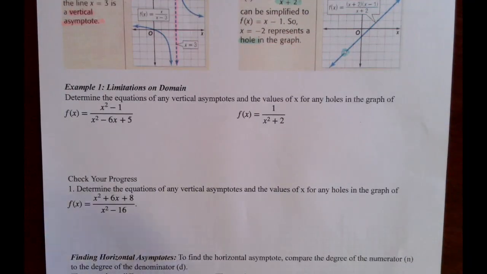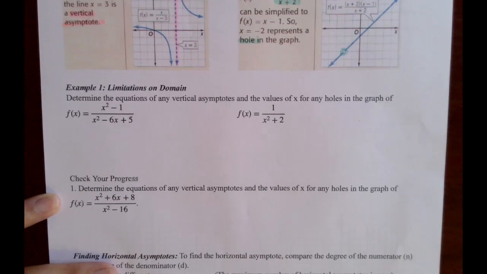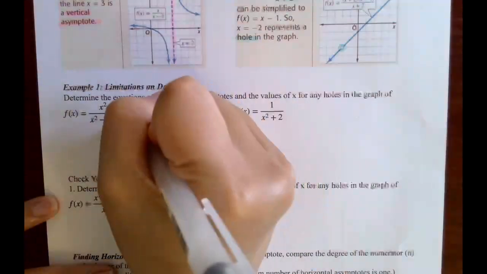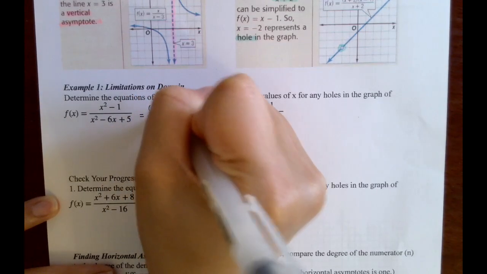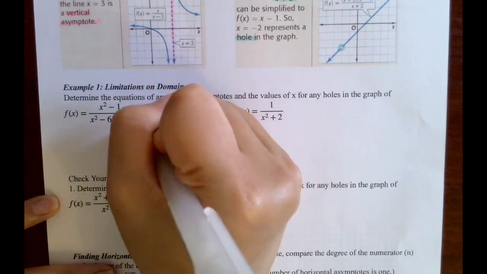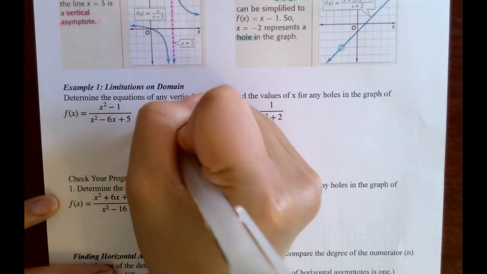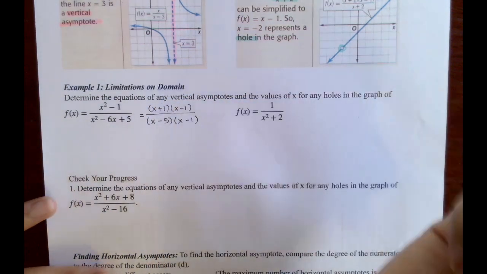Okay, so let's get started with my first example. We're going to determine the equations of any vertical asymptotes, or any values of x for the holes in the graph. What I'm going to do first is factor this. x squared minus 1 is x plus 1 times x minus 1, and x squared minus 6x plus 5 factored is x minus 5 times x minus 1.